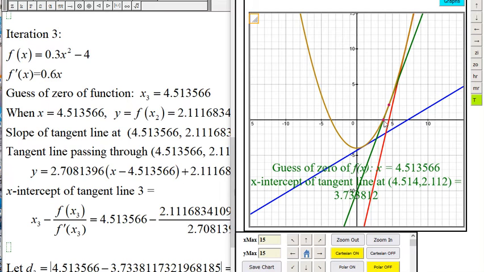And now we see that the x-intercept of the green line is very, very close to the x-intercept of the function right here. And that's what we want. And so now let's find the x-intercept of the green line, which is going to be very, very close to the x-intercept of the function.